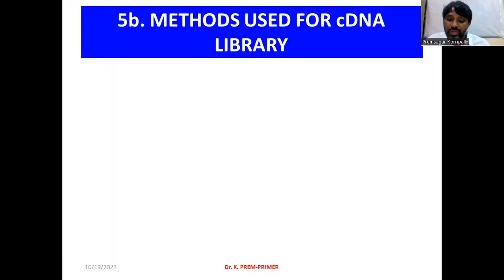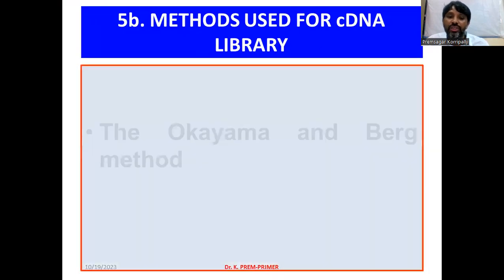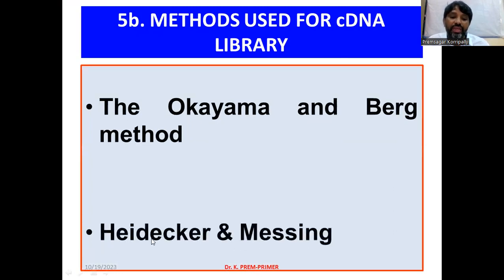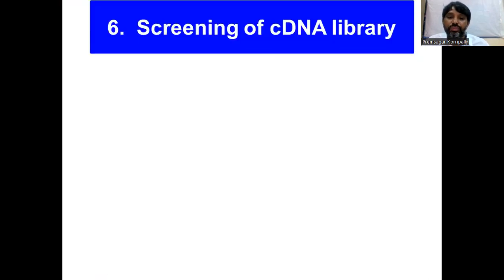And what are the common methods used for cDNA library construction? There are 2 very famous methods: the Okayama and Berg method, and the Gubler and Hoffman method. These are the different methods available for cDNA library construction. How do you screen a cDNA library? That's an interesting question, right? Unless you have some known sequence, you cannot get whatever clone you want from that library, right? So there are 4 or 5 different methods available for screening of a cDNA library.